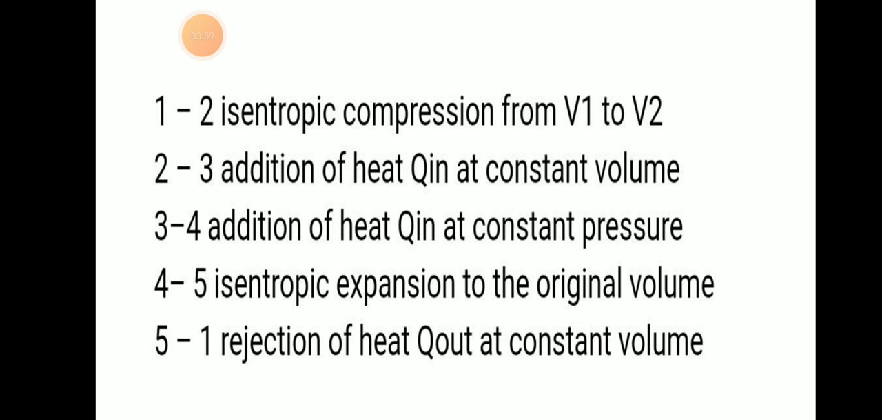Let's see the processes taking place in the PV diagram. During 1 to 2, isentropic compression from V1 to V2 takes place. At 2 to 3 there is addition of heat Q1 at constant volume. Then 3 to 4, addition of heat at constant pressure. So 2 to 3 is the Otto part and 3 to 4 is the diesel part; the dual cycle is partially Otto and partially diesel. Then 4 to 5 is isentropic expansion to the original volume, and 5 to 1 is rejection of heat Q at constant volume. These are the processes of the dual cycle.